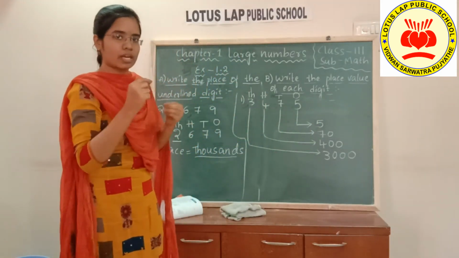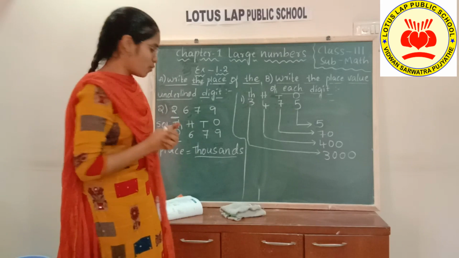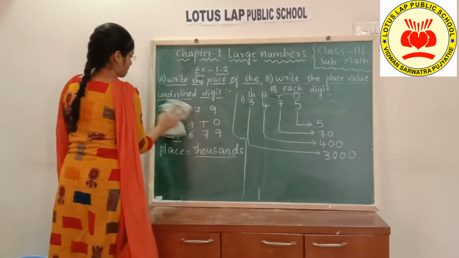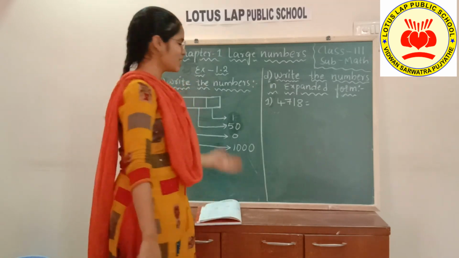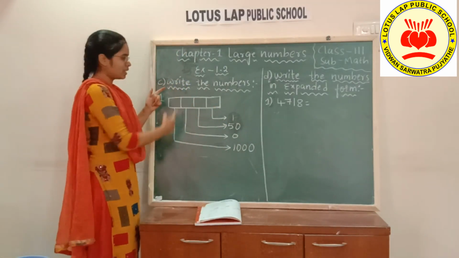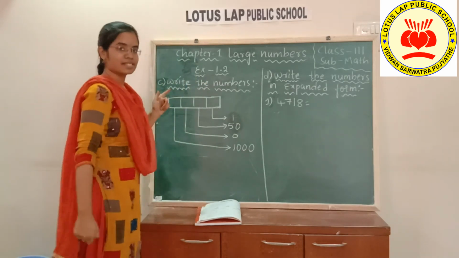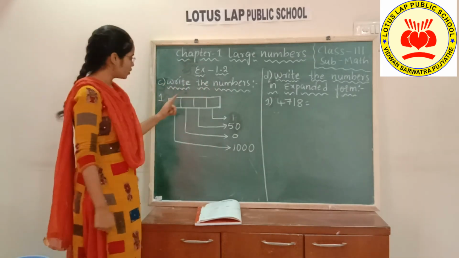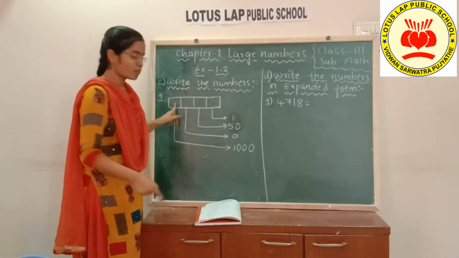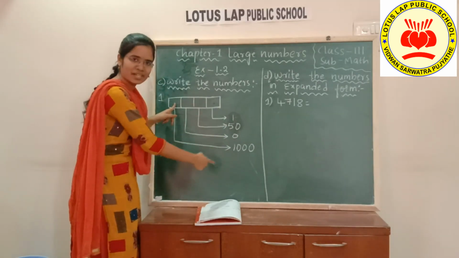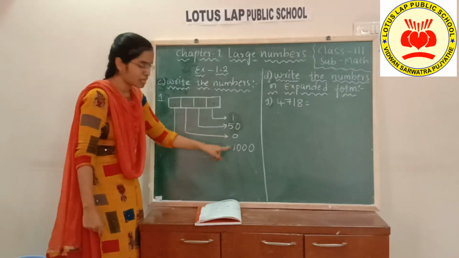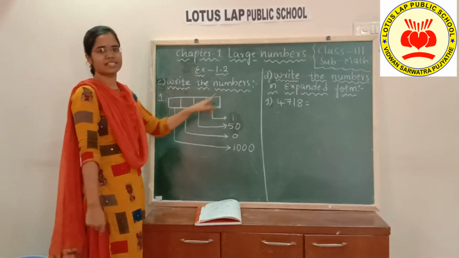So you try to do the remaining problems of the exercise. Now we shall move to the third bit. Okay, children, now we shall move to the next bit. Yes, see what is the bit? Write the numbers. You need to write the numbers. Numbers are not given. You need to write the numbers by seeing what? See what you observe here? Yes, place values. By seeing the place values, you need to write the numbers here.